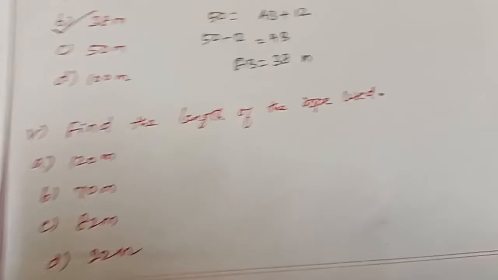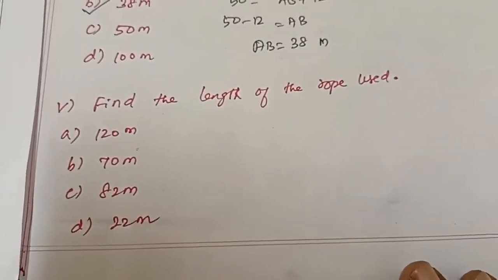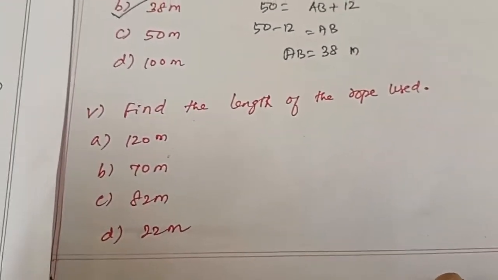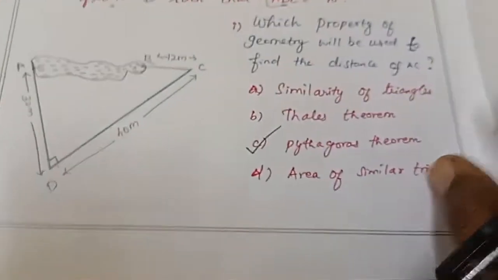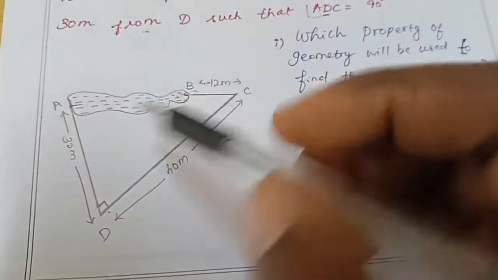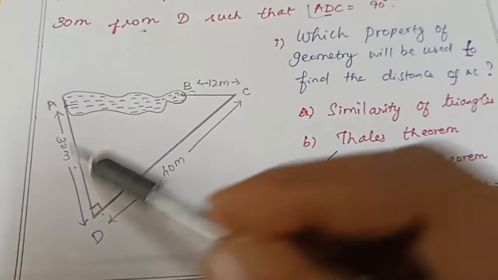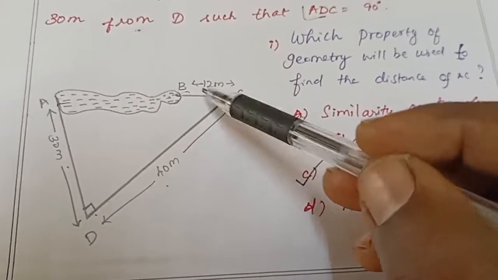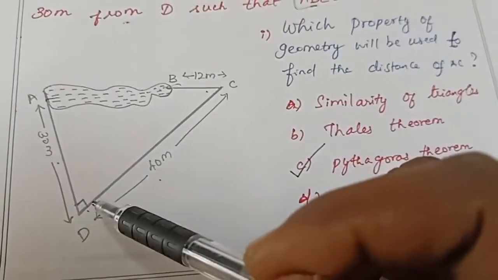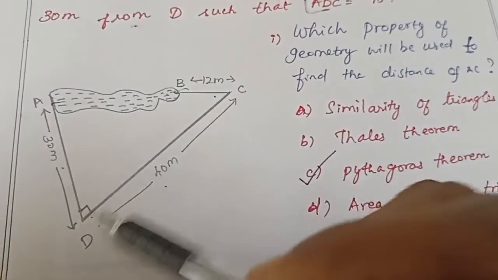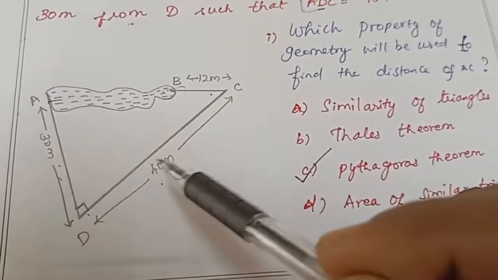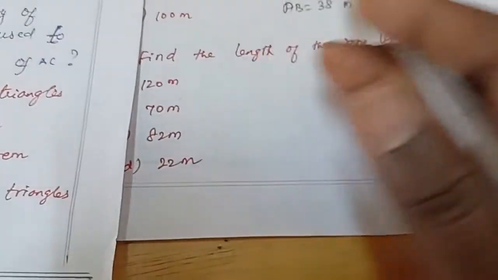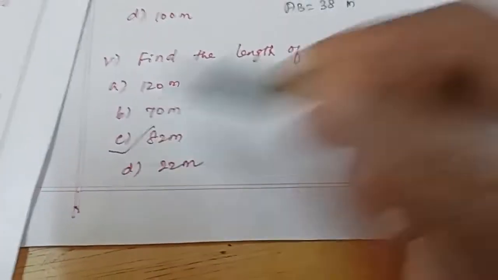Fifth question: find the length of the rope used. What is the length of the rope used? You want to add all these things, sir. So 30 plus 40 is 70, 70 plus 12 is 82. These are made with the help of the rope only, and we have made it as a triangle. So option C is correct. So 82.